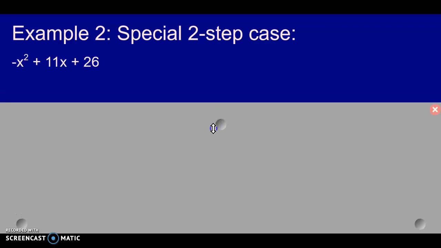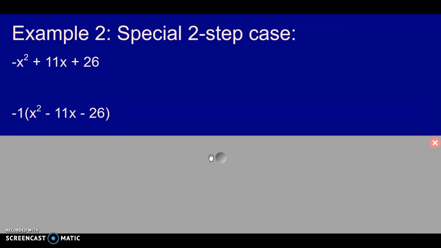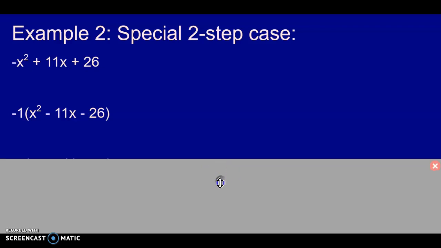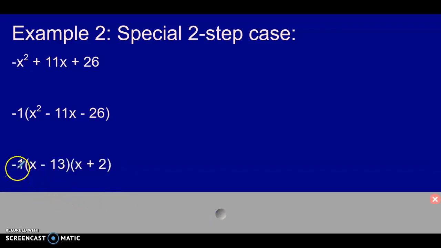So if you see something like this on your homework, you can go ahead and factor out a negative 1. When you factor out a negative 1, that leaves you with x squared minus 11x minus 26. Basically, we just changed all the signs because when you divide by a negative, all you're doing is changing all the signs. That allows us then to factor down to negative 1 times x minus 13 times x plus 2. Because negative 13 plus 2 is negative 11, and negative 13 times 2 is negative 26.